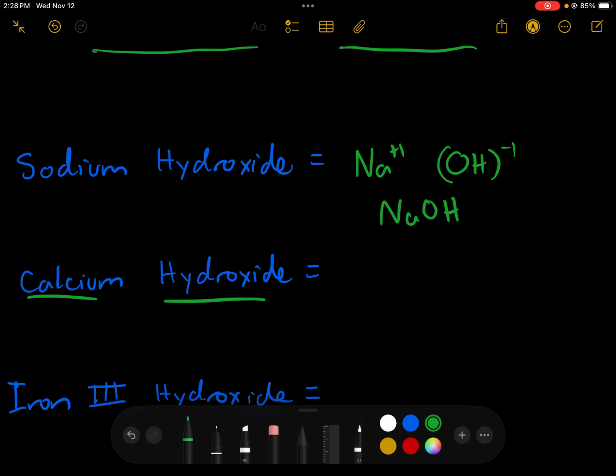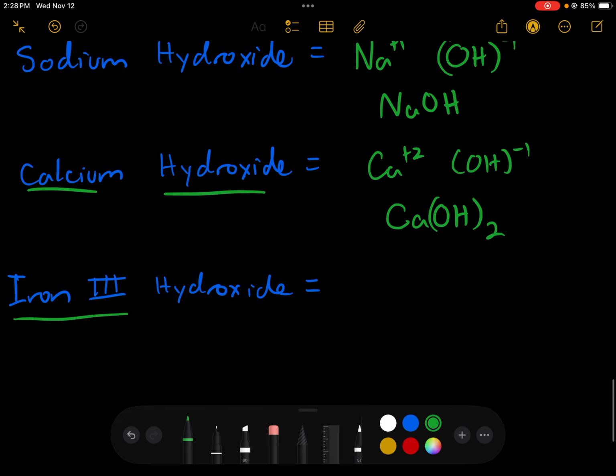Calcium is my metal with hydroxide. Calcium has a +2 charge. Hydroxide has a -1 charge. We swap and drop them, and we end up with Ca(OH)2. Last but not least, we have iron 3. That 3 is there because iron is a transition metal, so it's there to tell me iron's charge. Fe+3. Hydroxide is still a -1. I swap and drop them, and I end up with Fe(OH)3.